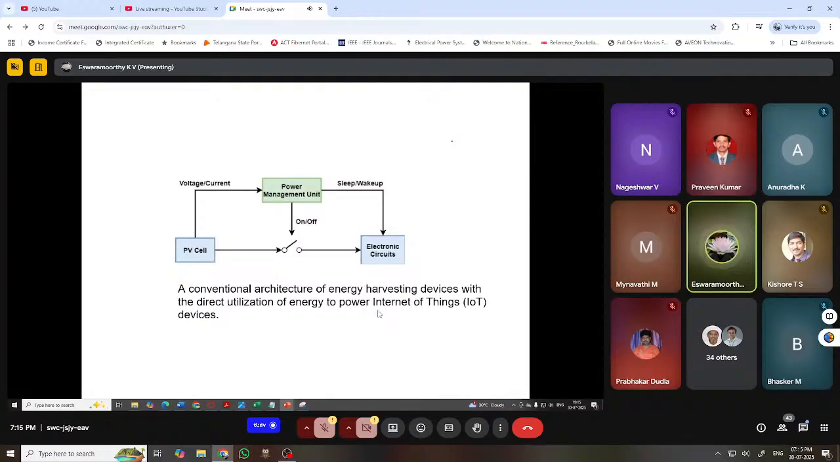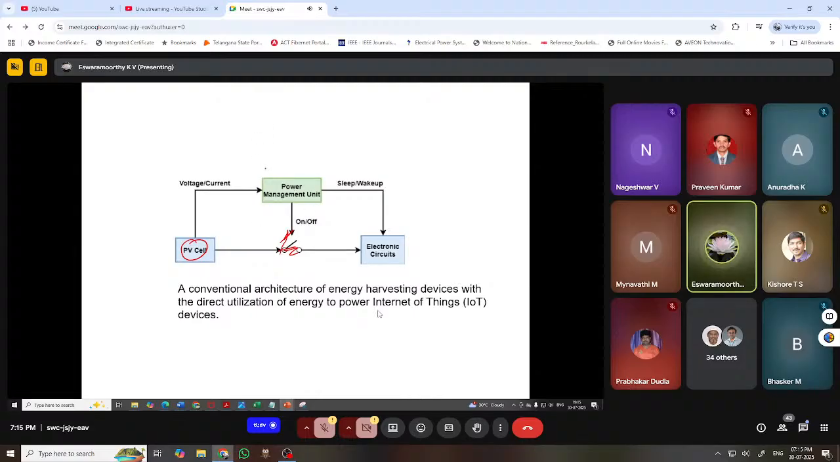And sometimes, for example, if you have a PV cell, it depends upon the energy available, right? Power management unit. If the energy is more, you can directly charge the battery. Otherwise, if you want to directly connect it, you can connect to the electronic circuit, right? It depends upon the power available in the PV cell. The power management unit is going to take some decision whether it can get the power directly from the PV cell or from the power management unit.